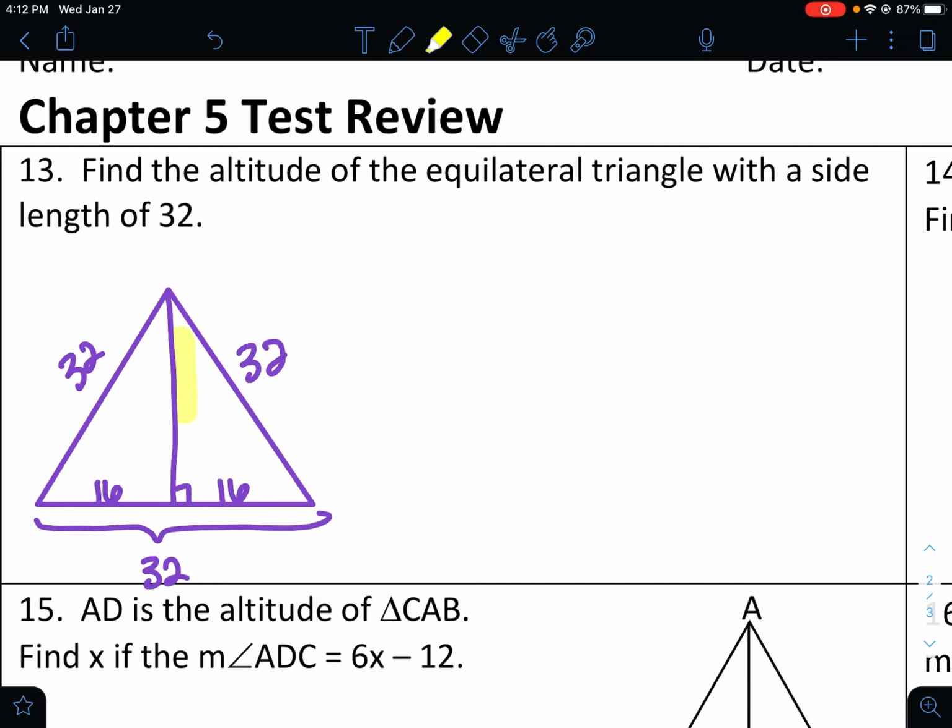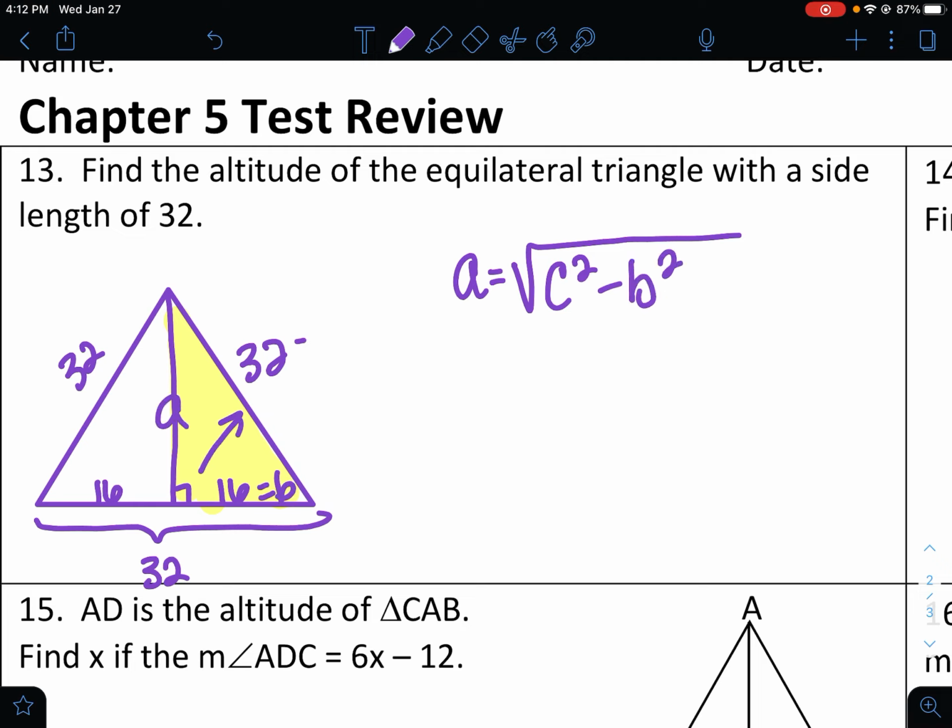Okay, so same old, same old. This is a right triangle. If you take half of an equilateral triangle, it's going to be a right triangle. And we're going to use the Pythagorean theorem like this. Again, this is A, this is B, this is C.